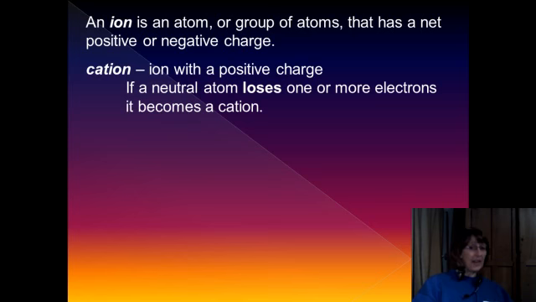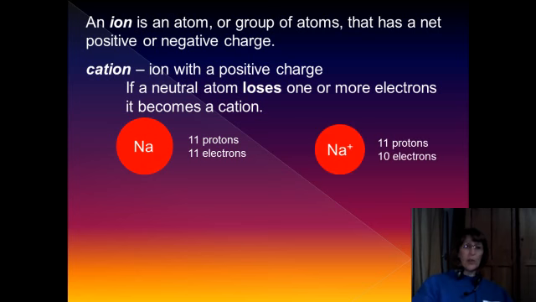A cation is an ion with a positive charge. In this case, you've got a neutral atom with an equal number of protons and electrons. But if we take away one of the negatives, you end up with 11 protons and only 10 electrons. So you've got one more positive than you have negative. Notice that the atom shrinks in just a little bit. It's a little bit smaller than the original. You can kind of think of it as having less stuff on the outside.